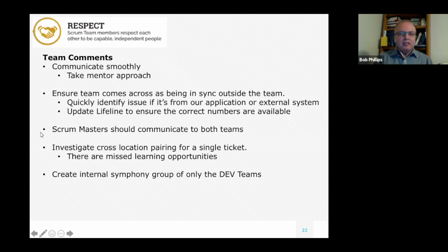The other thing that they pointed out was I was very good at communicating with my team, but I didn't really communicate that much with the Pune team. And the same thing happened with the Pune Scrum Master. So what they said is any communication we do should be with both teams. Then we talked about cross-pairing, and using Symphony as a way of communicating as well. These are things that I didn't write. These are things that the team came up with for respect.